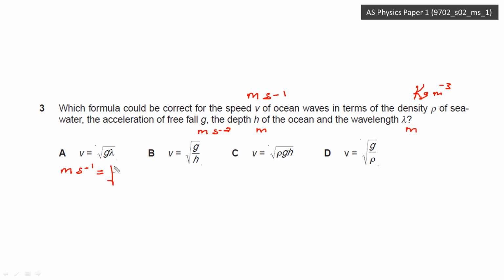So we start by putting this square root sign there. g has the base units meters per second squared. Lambda has the base units meters, and this one will be meters squared per second squared, and of course there is a square root. This means the square root of meters squared multiplied by the square root of per second squared. And of course the square root of meters squared is meters. The square root of per second squared is per second.